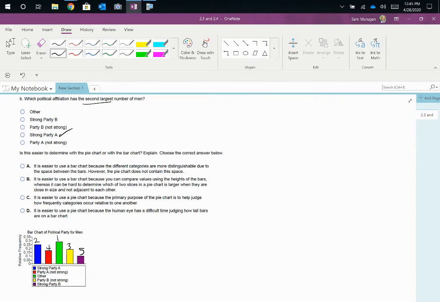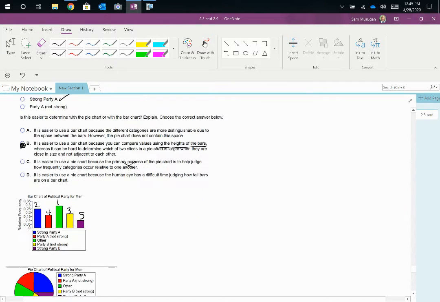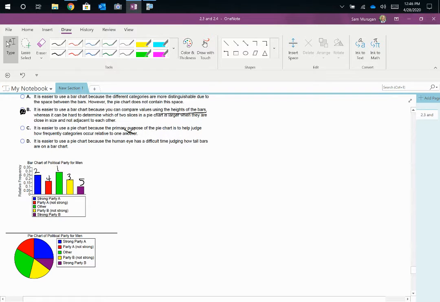Okay. The next question, is it easier to use the pie chart or the bar chart? I would say that it's much easier to use the bar chart, because it's easier to see the heights of the bars. Yeah, so it's not this one. It's easier to use the heights of the bars. Yeah, I would go with this answer. It can be hard to determine which of the two slices on the pie is larger if you're looking at it visually.